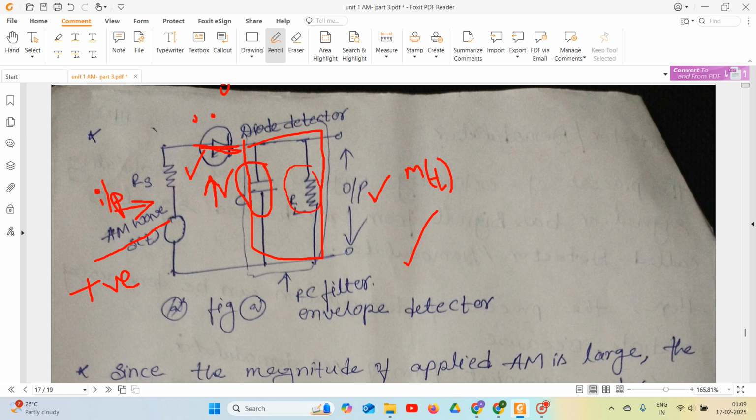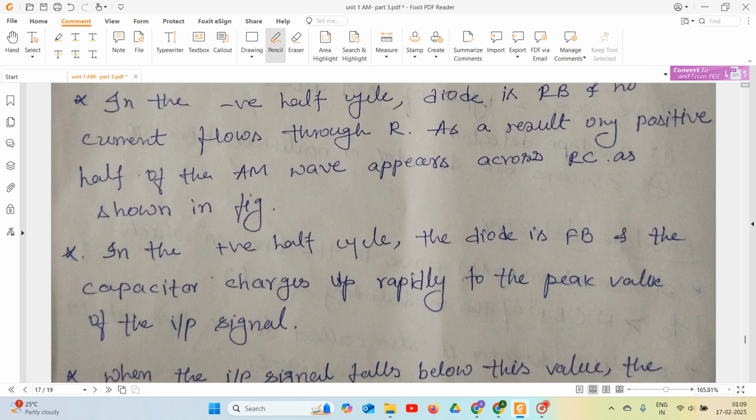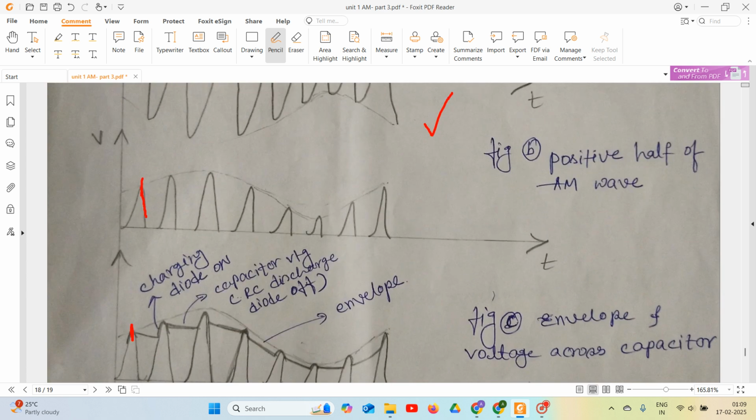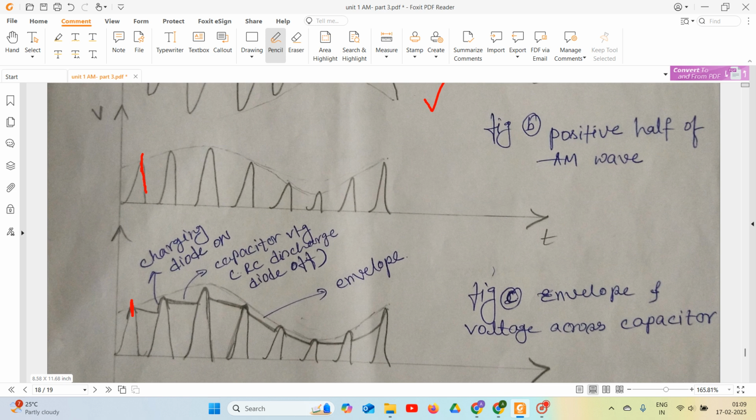Okay, so you can see here the capacitor charges very quickly to the positive peak of the signal. Once it meets the positive peak, when the input signal starts to decrease, what happens? The capacitor starts to discharge slowly through the load resistance RL, but it takes a long time. So charging happens very quickly, but discharging takes a long time, right?